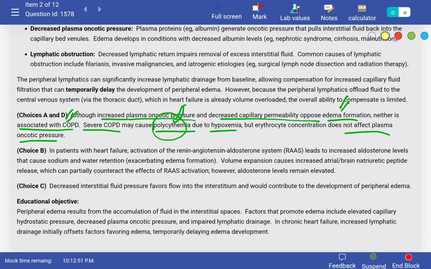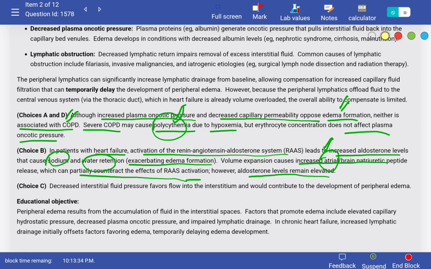Why not option B? In patients with heart failure, activation of the RAS, the renin-angiotensin-aldosterone system, leads to increased aldosterone levels, right? That causes sodium and water retention. So that would exacerbate edema formation, right? Volume expansion causes increased ANP and BNP, brain natriuretic peptide. The ANP is released from the atria, and BNP is released not from the brain, right? It is released from the ventricles, which can partially counteract the effects of RAS activation. However, aldosterone levels remain elevated.